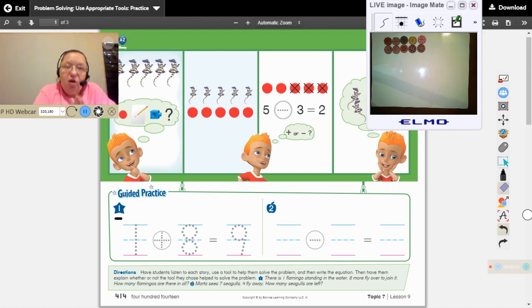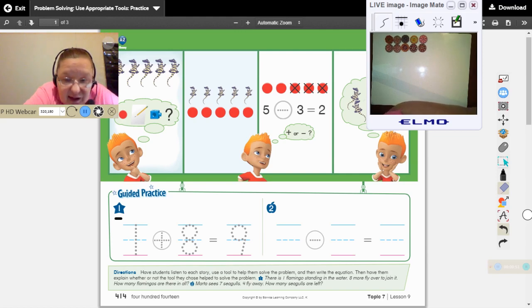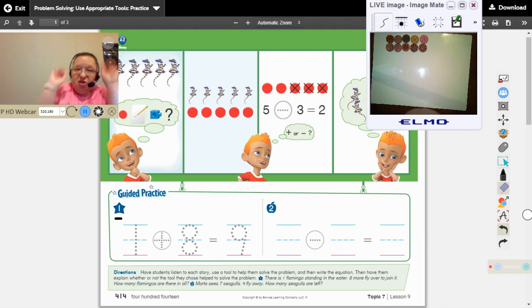Okay? So, listen to this story again. There is one flamingo in the water. 8 more fly over to join it. How many flamingos are there in all? We heard the words in all. Do your addition.